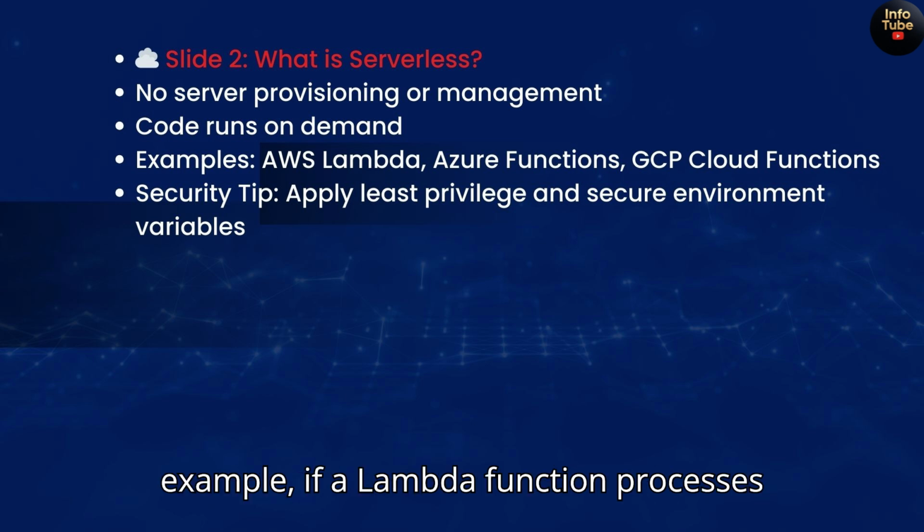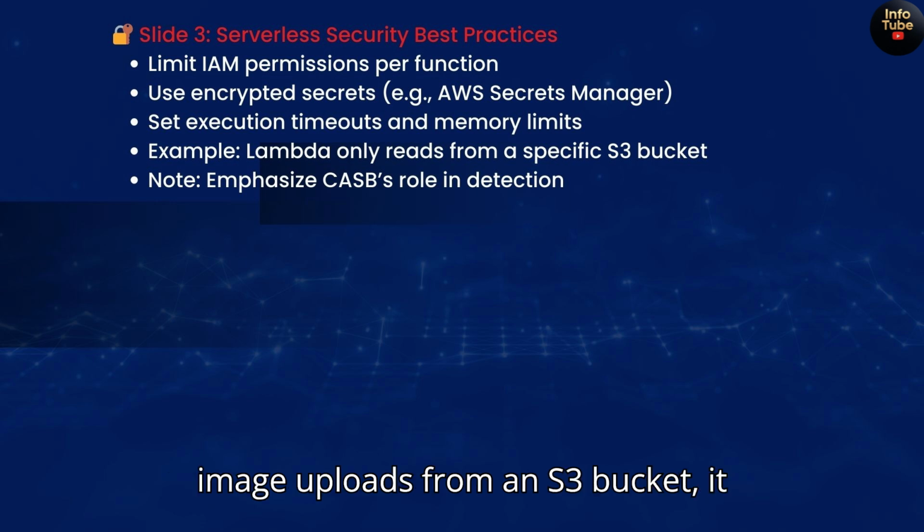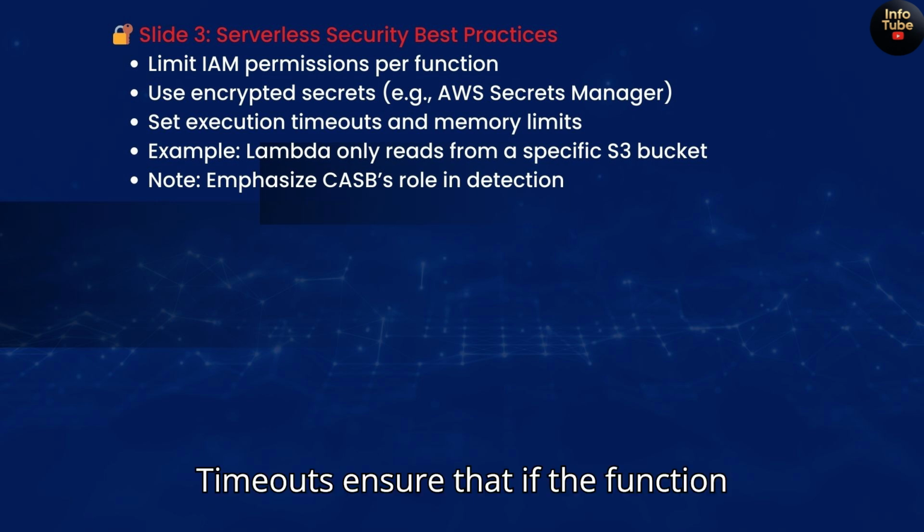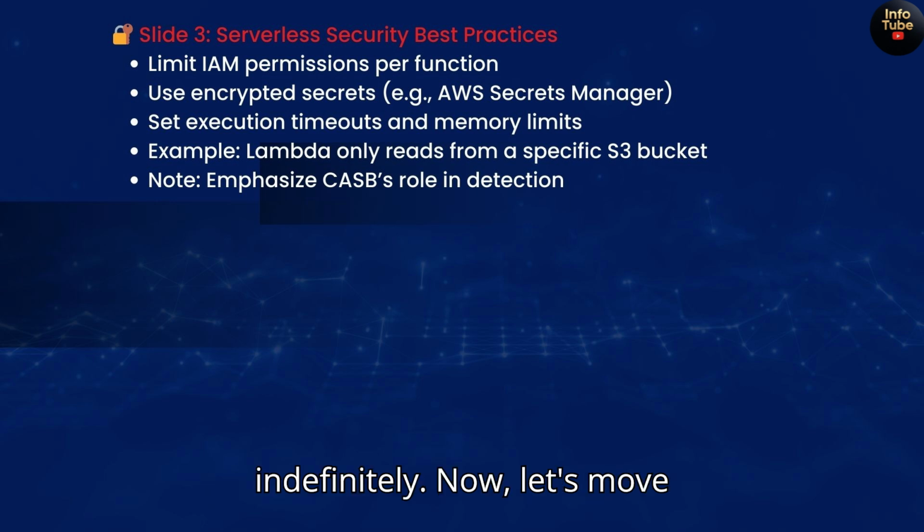For example, if a Lambda function processes image uploads from an S3 bucket, it should have read-only access to that specific bucket and nothing more. Timeouts ensure that if the function hangs, it doesn't consume resources indefinitely.